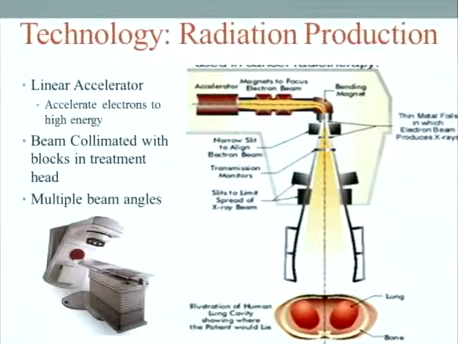So how do we produce radiation for therapeutic uses? Well, this is a linear accelerator here. We accelerate electrons to high energies, and when they hit a tungsten target, they produce X-rays that are collimated, shaped, and directed towards the tumor in the patient. The patient typically lies on a treatment couch, and a machine delivers treatment from 4 to 8 different beam angles.